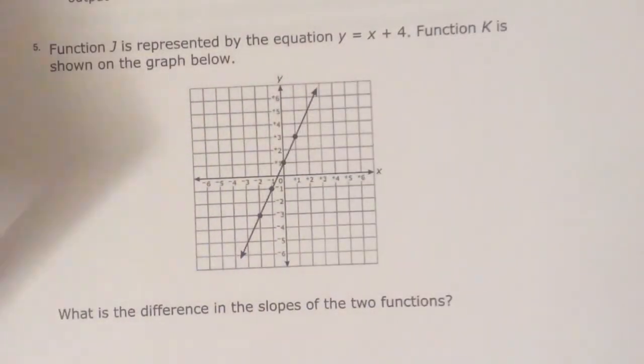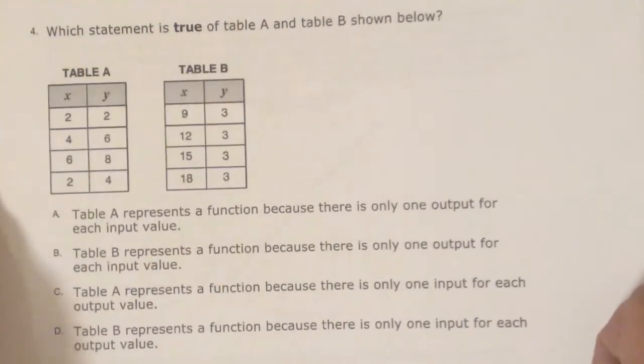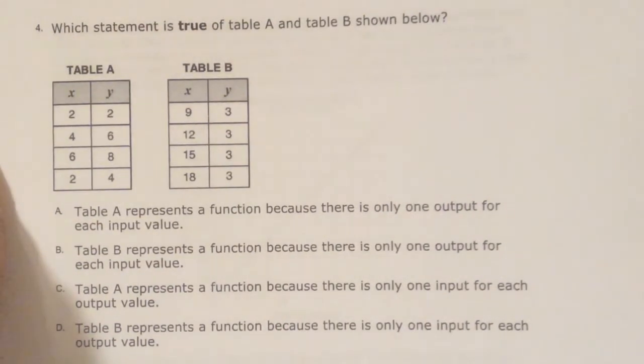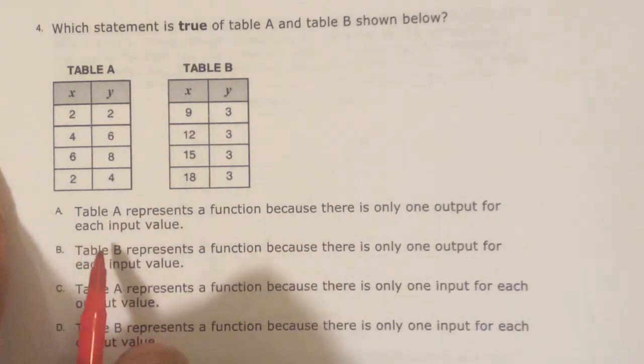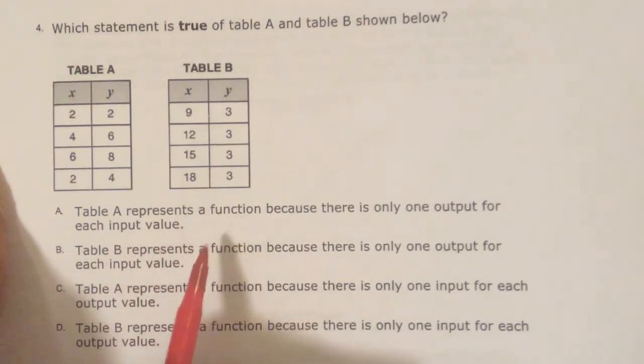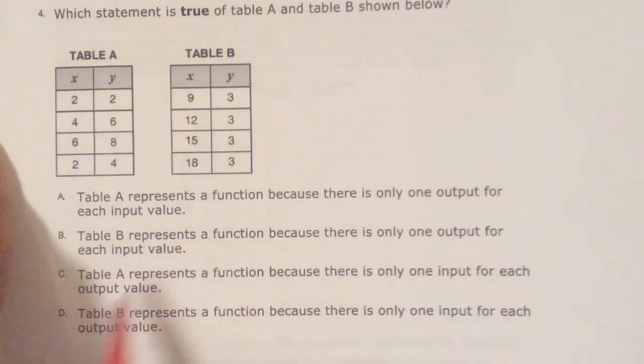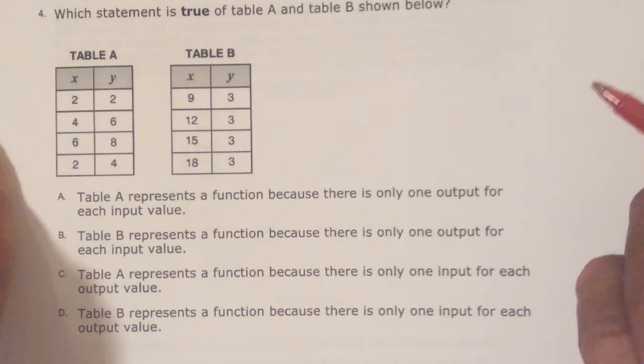Okay, let's move on to the next page, to number 4. And remember, all these are done without the calculator. So number 4, which statement is true about table A and table B? Well, if you quickly glance through the answer choices, it says table A represents a function because, and then the reason. Table B is a function, table A is a function, table B is a function. So they're asking you which one's a function.